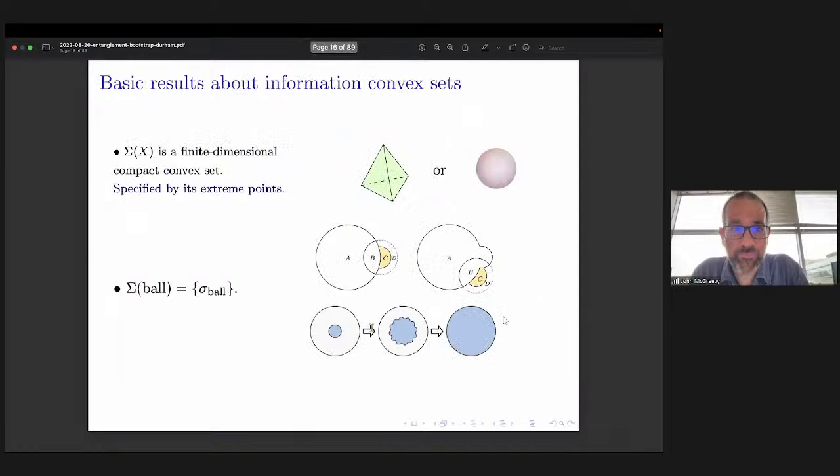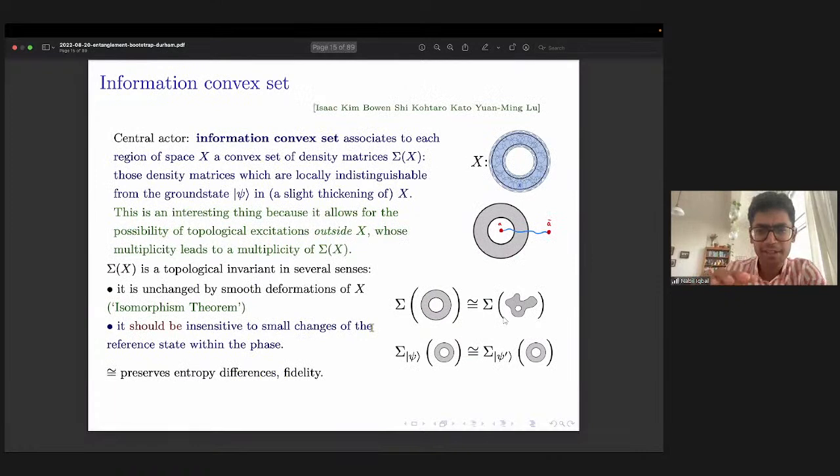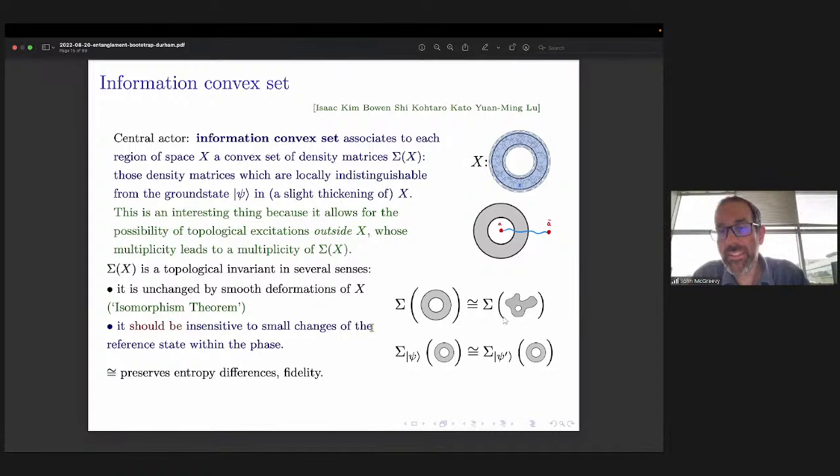John, could I ask a question? Please. So imagine I just take my state psi and I trace out everything outside X. That gives me one density matrix that satisfies all the criteria. Is that one of them inside this information convex set? Exactly. I'm going to call that the vacuum. That's an important element of the information convex set. But indeed, there can be others because before I traced out everything else, I could have acted with some operator that created excitations on the annulus.